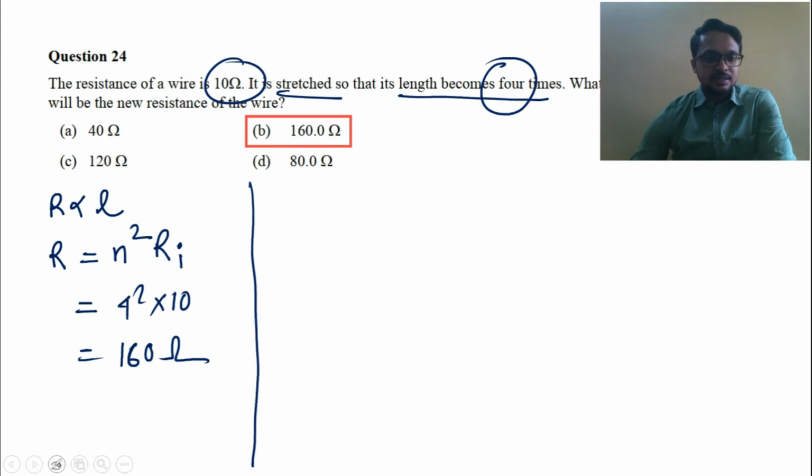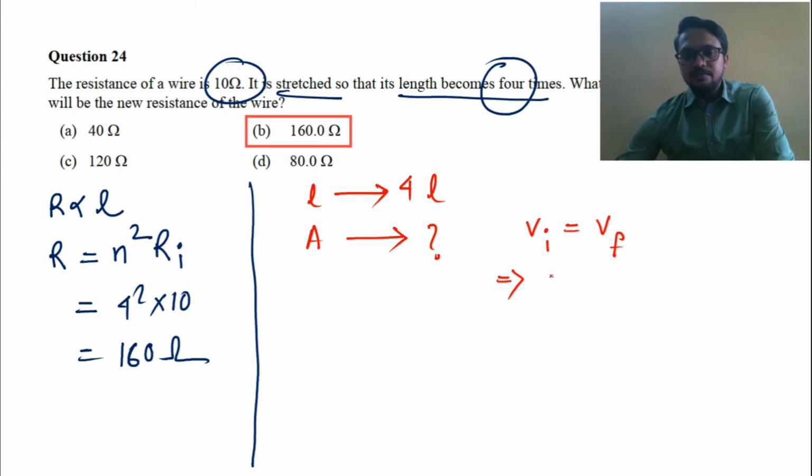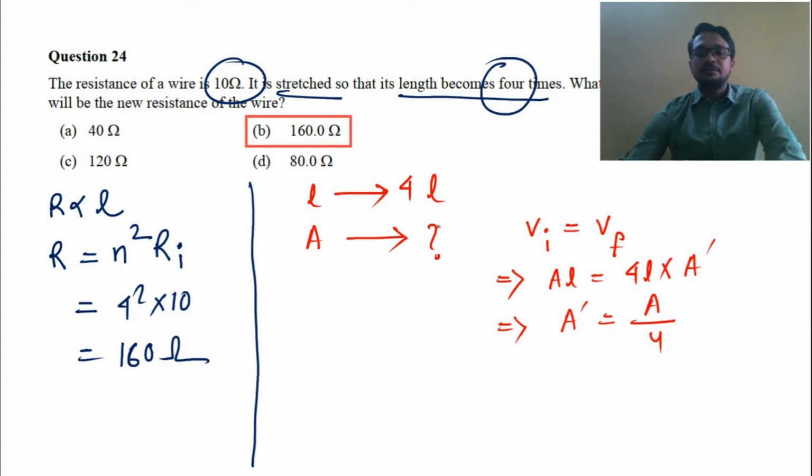Now come to the lengthy process. When we are stretching and the length is becoming L to 4L, the area will also change. How much? When you are taking a particular wire, its volume will be constant, Vi equal to Vf. Volume means area into length, and the final volume is 4L into area, suppose A prime. So A prime will be A by 4. So the length is becoming 4 times, which means the area will be A by 4.